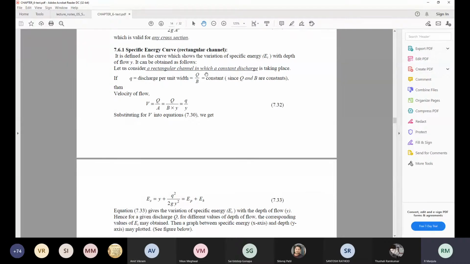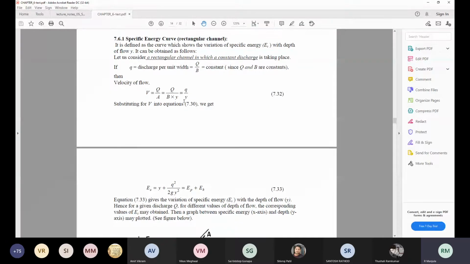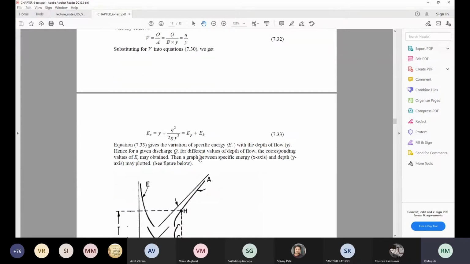So if you are considering a rectangular channel with constant discharge, let small q be the discharge per unit width. Then small q is equal to capital Q by B. What will be the velocity of the flow? V is equal to Q by A, where A is B into Y, and Y is the depth of flow. If B is equal to 1, then you will be getting only Y, and Q by B is nothing but small q divided by Y. So this is your velocity in terms of discharge per unit width.